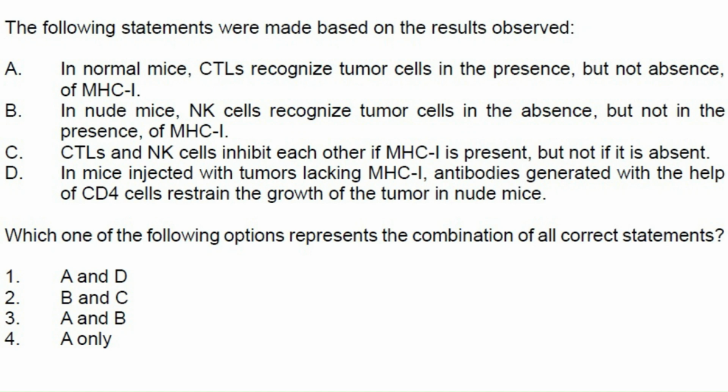Now, which one of the following options represents the combination of all correct statements? Option 1 is A and D. Option 2 is B and C. Option 3 is A and B. And option 4 is only A.